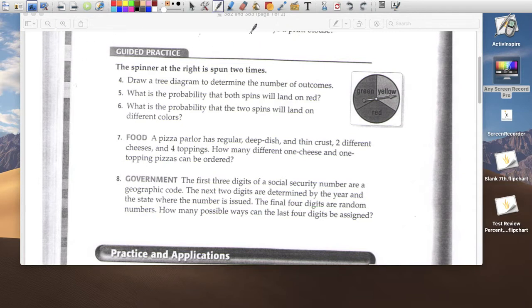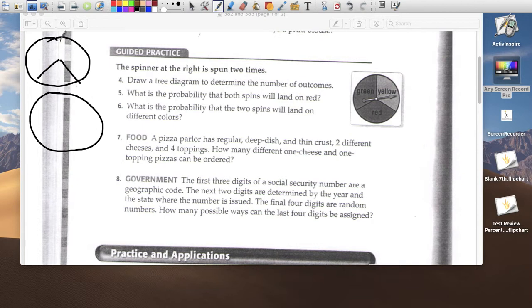So if it's spun twice, we have this spinner and this spinner. Let me make it bigger. This one and this one. This is green, this is yellow, this is red, and again, this is green, this is yellow, this is red. So how many outcomes can I have here? 3 different outcomes. How many outcomes can I have here? 3 different outcomes as well. So 3 times 3 would give me 9. So I have to have 9 different things I can have.